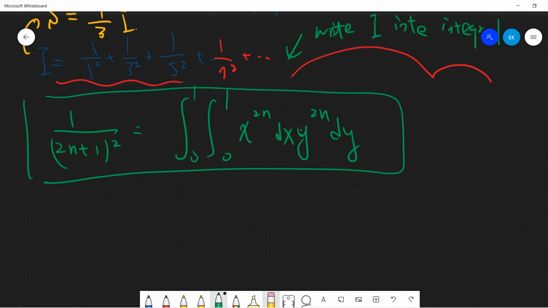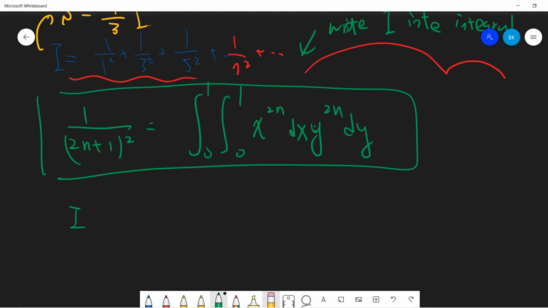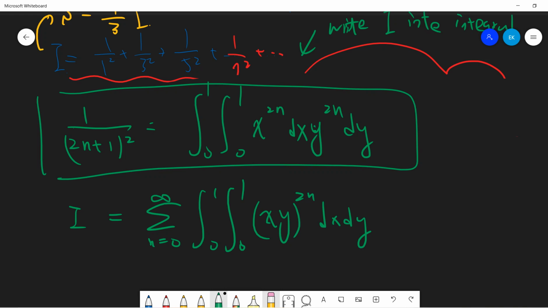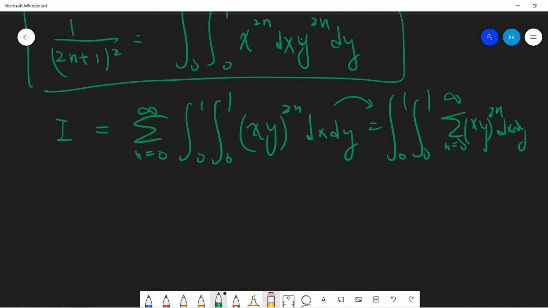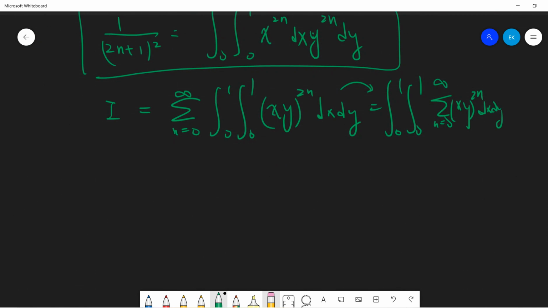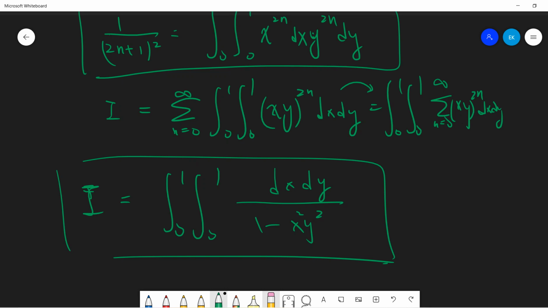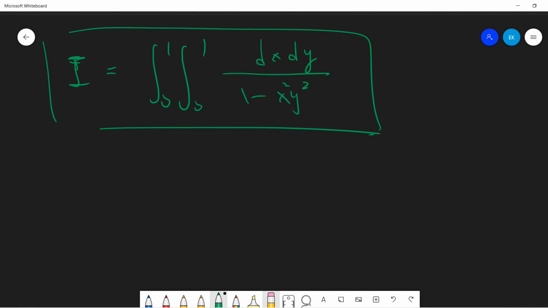That means you can write I as the sum from n equals 0 to infinity of the double integral over 0 to 1 of (xy) to the power 2n dx dy, and write it as the double integral of the sum from n equals 0 to infinity of (xy)^2n dx dy. To do this you need some kind of uniform convergence, but that is a little sloppy, so let's forget about it. So I becomes the double integral from 0 to 1 of 1 over 1 minus x squared y squared dx dy. The final thing is to solve this integral.